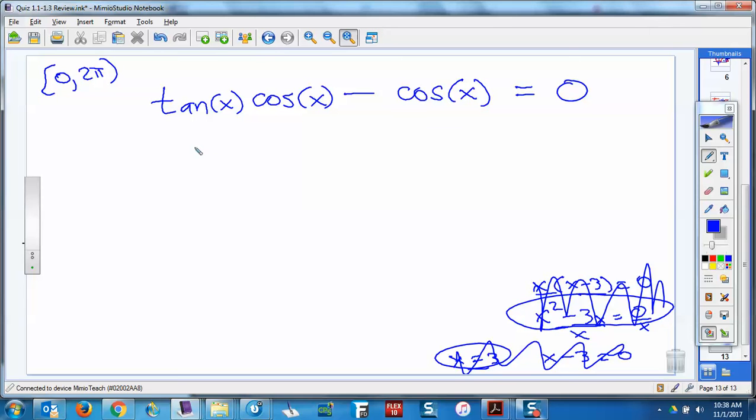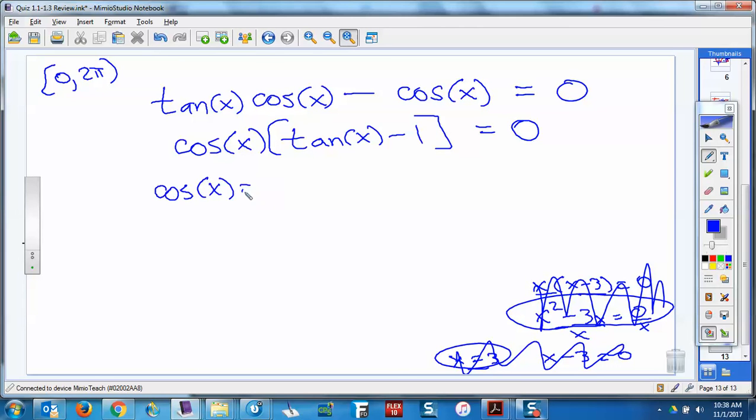So what we'd actually want to do here is take out a cosine, and that would leave us tangent x minus 1. That's how we would want to do this problem, okay? Now, it's not like you couldn't do it the other way. You could do sine over cosine and cancel those, but then you'd have to remember, okay, I canceled out cosine, so anytime cosine is 0, I might have a solution there. Because that's what we're going to get right here. We're going to get cosine x is 0, or tangent x minus 1 is 0.